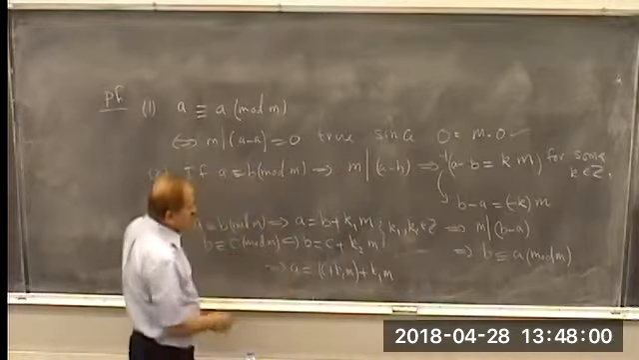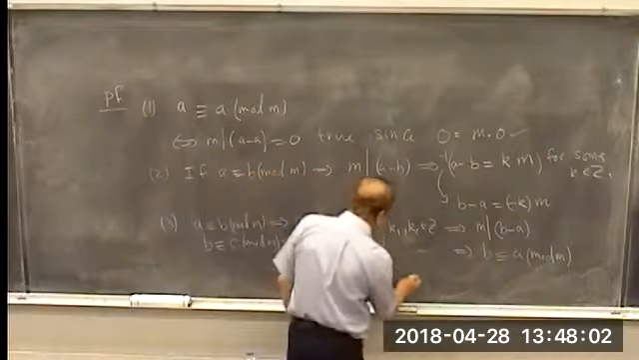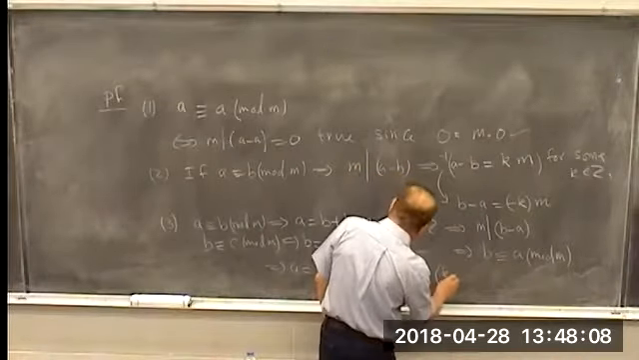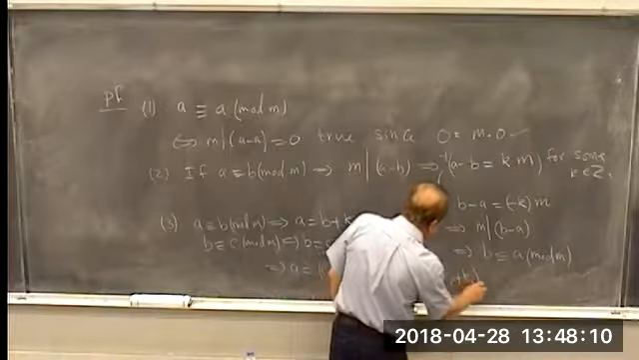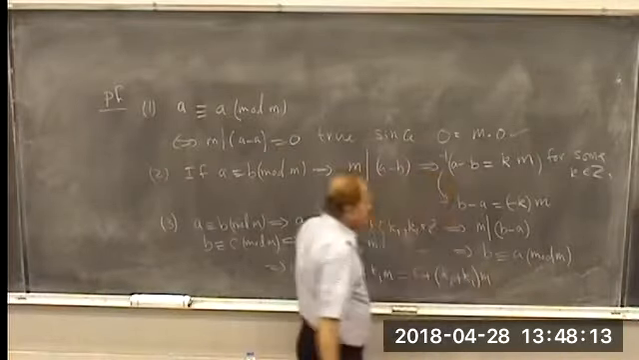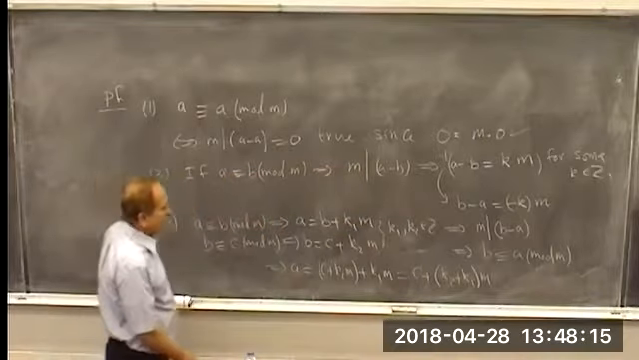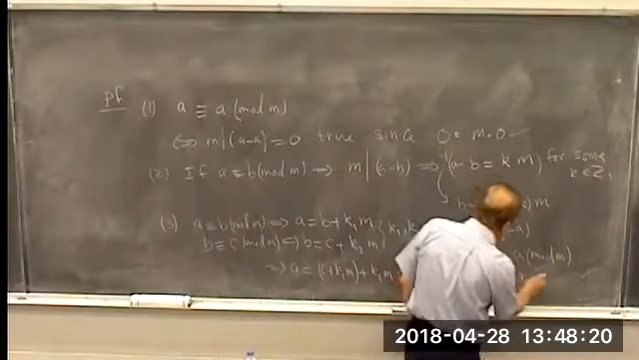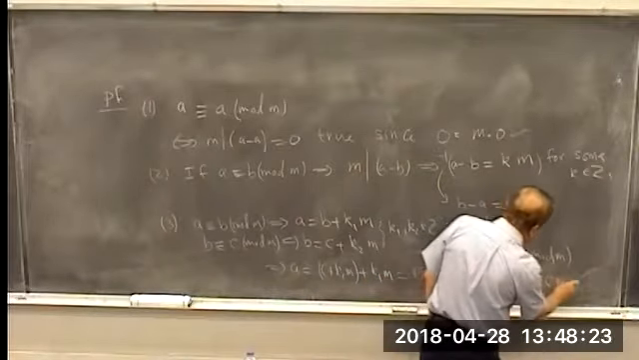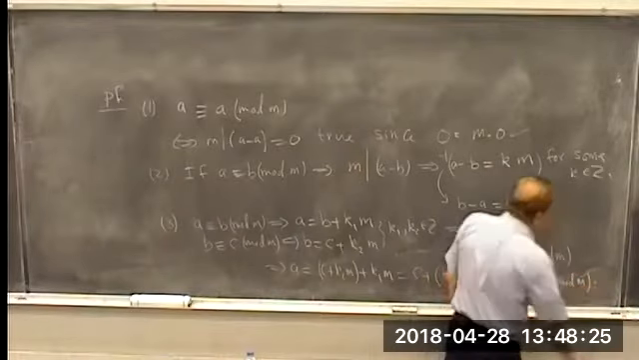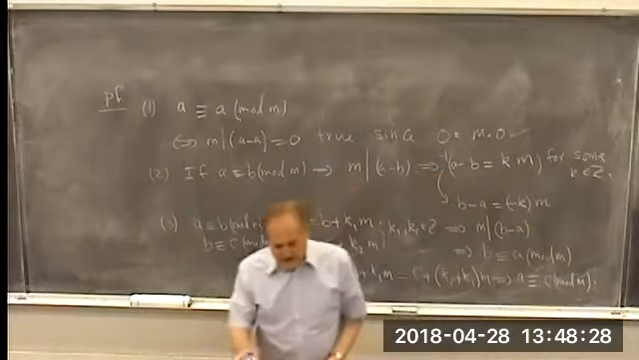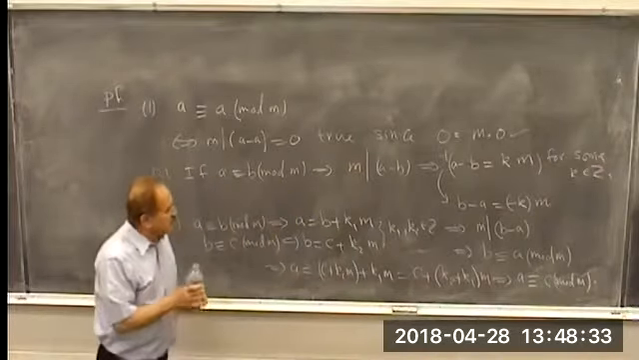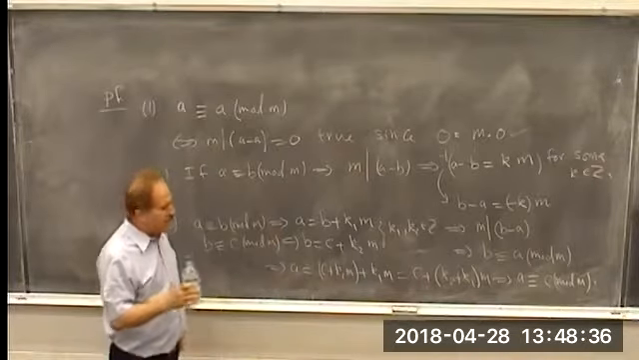And rearranging the terms of this equation as C plus (K2 plus K1) M, and this is exactly what it means for A and C to be congruent. So this implies that A is congruent to C mod M. Alright, so this is it. So these are all the properties. And again, I say that means that the relation congruent mod M is an equivalence relation.